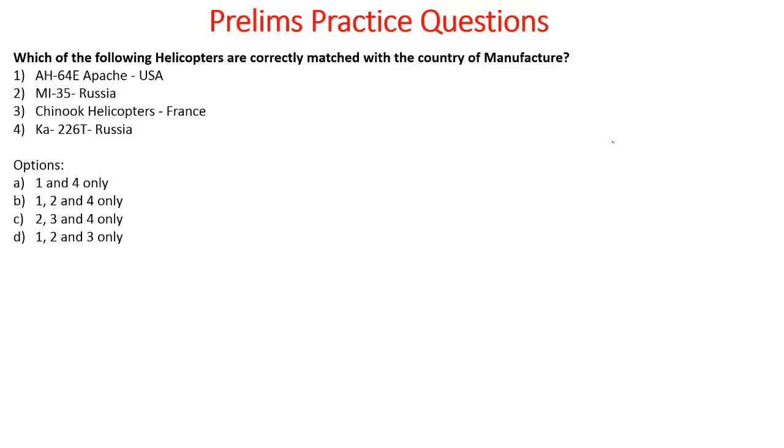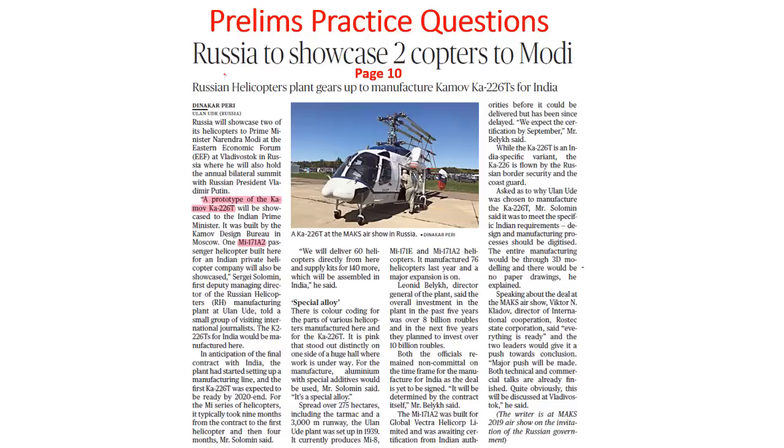Which of the following helicopters are correctly matched with the country of manufacture? AH-64E Apache, USA; Mi-35, Russia; Chinook helicopters, France; Ka-226T, Russia. The answer to this is 1, 2 and 4 only. Why? The third is not France, but it is USA as well. So the answer to this is 1, 2 and 4. Why have we picked this up? Because there is an article with reference to Ka-226 as well as Mi-17A2. That is why we have taken up that particular question.